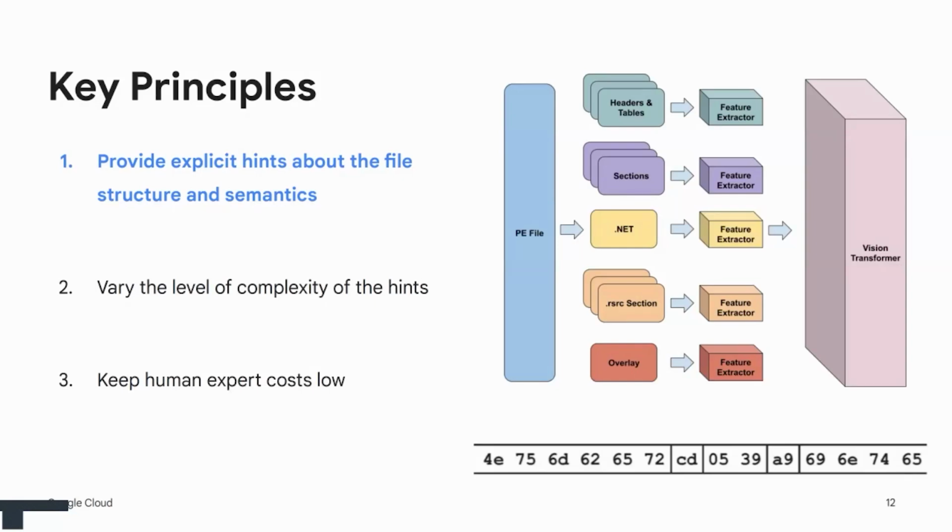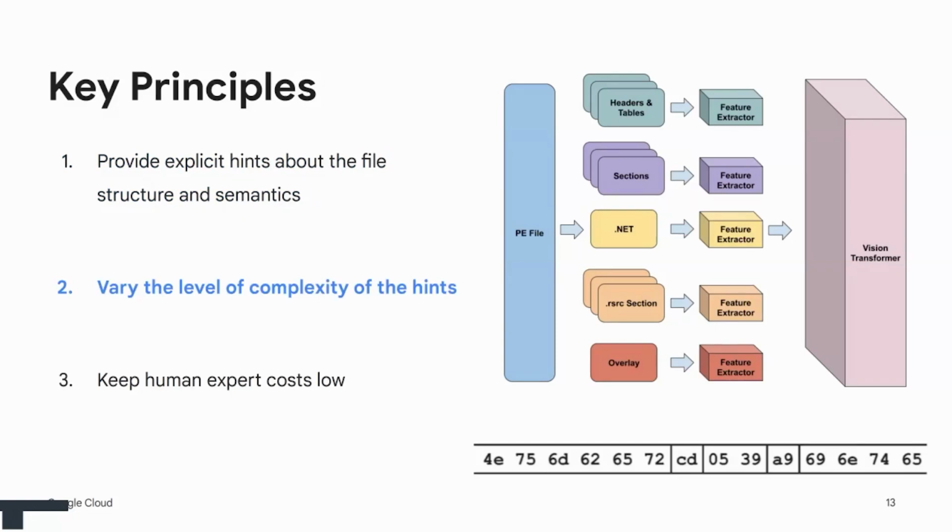The way we do this is going to allow us to vary the complexity of the information we give the model. So we can ask questions like, if I give it more and more information, do I see more and more improvement, or is there a stopping point? And then at all points, we're going to try and keep the actual human expert cost low.